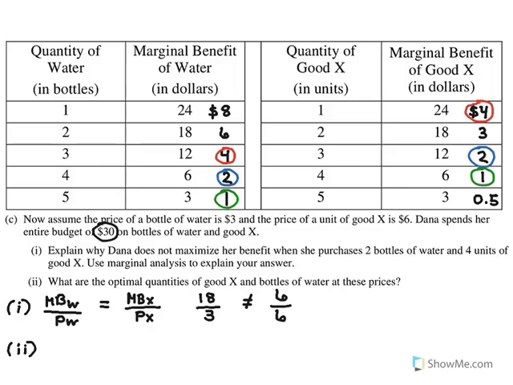And if you do this, there's only one combination that equals $30 exactly, and that's going to be the combination of 2 and 2, which is going to be 4 bottles of water. And by combination of 2 and 2, I mean marginal benefit per dollar spent. So if you change those to quantities, it's 4 bottles of water and then 3 units of good X. So there would be our answer to C1 and C2.